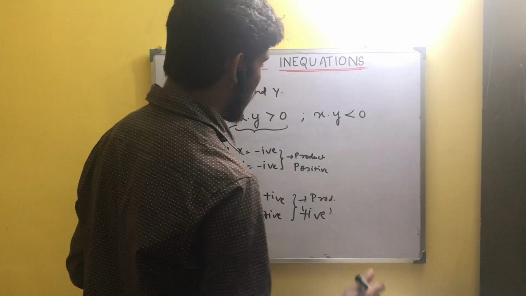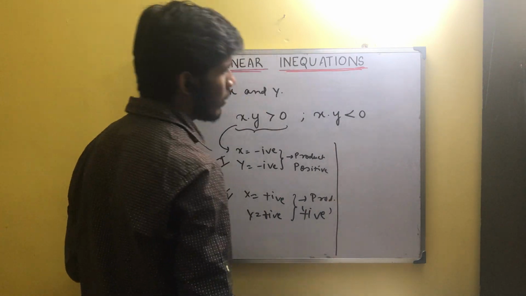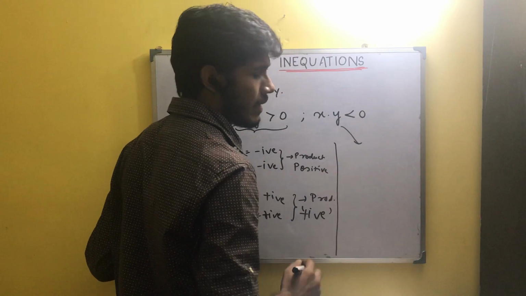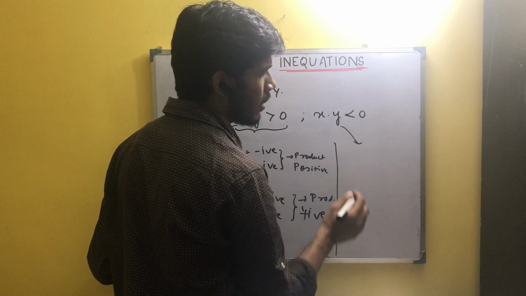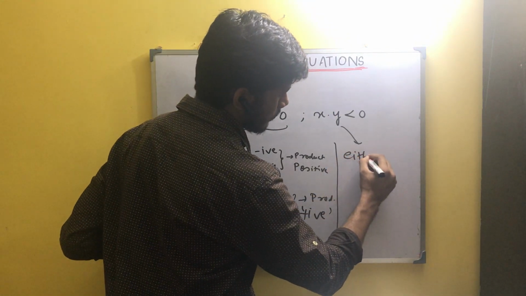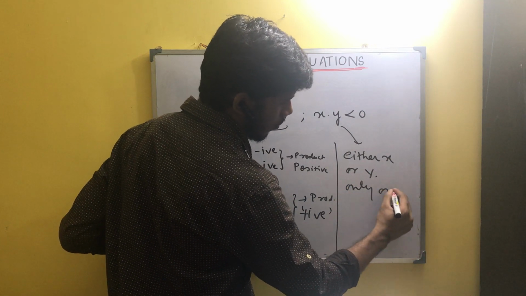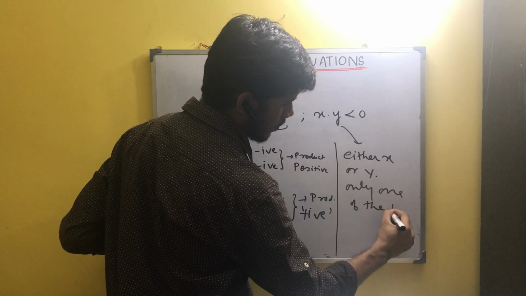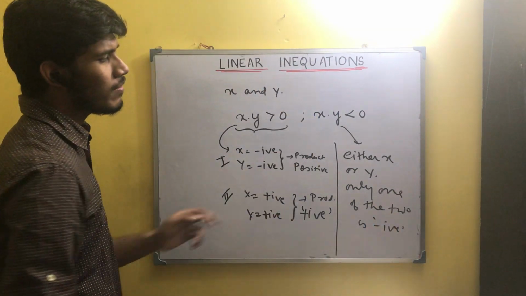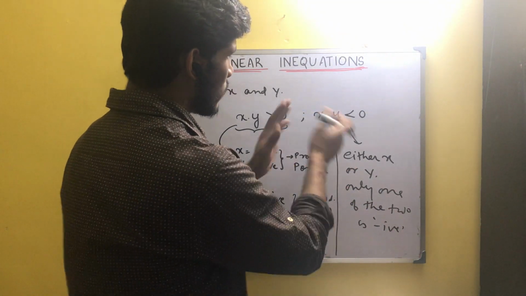Now if we come on to x into y less than 0, this can only happen if either x or y is negative. One of the two must be negative, then only the product can be negative. Means either x or y, only one of the two is negative. Means if x is negative, then y must be positive, and if x is positive, then y must be negative. Vice versa.